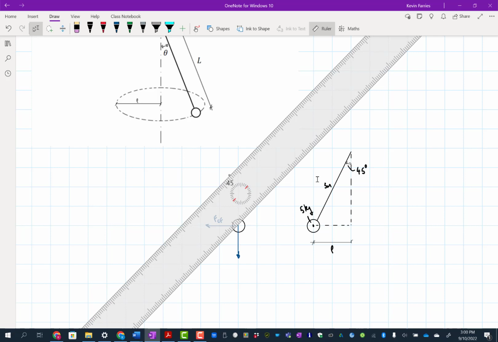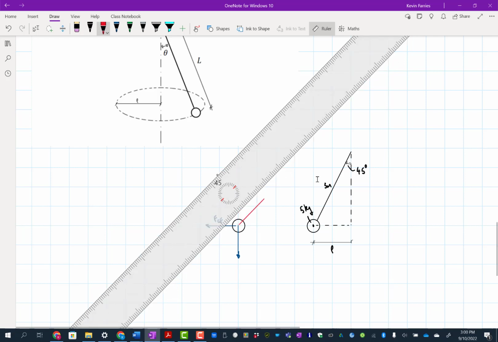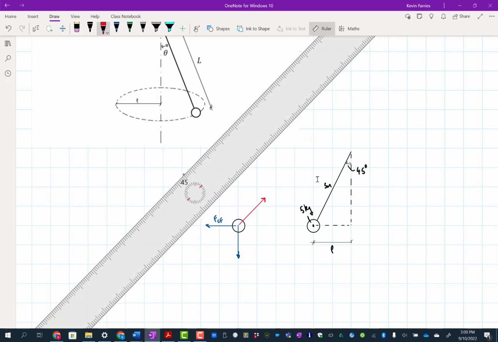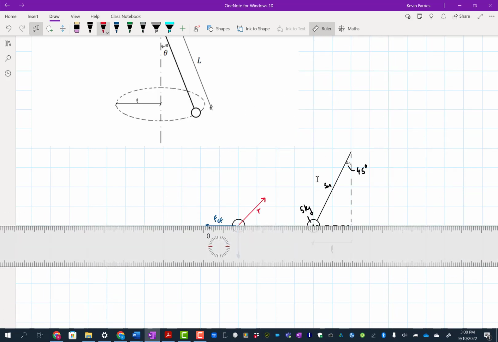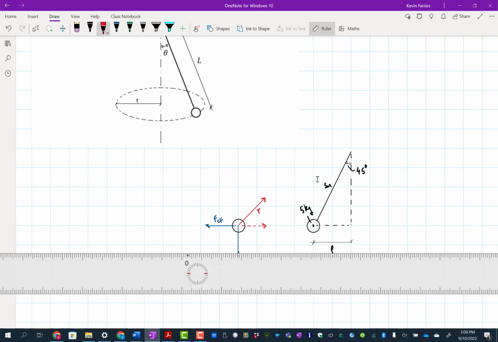But what I'm going to do, that's okay, let's just do it as that. And so we're going to get a reaction force like so. Let's just call that R, or could be tension. Let's call it T. Now that is made up of two components. So we're going to have one component in this direction. So we'll call that Tx.